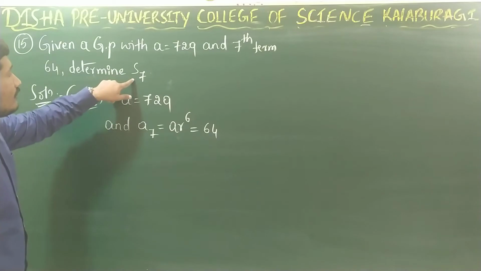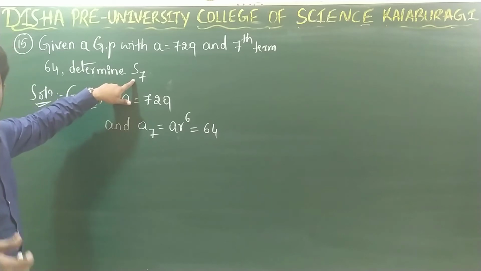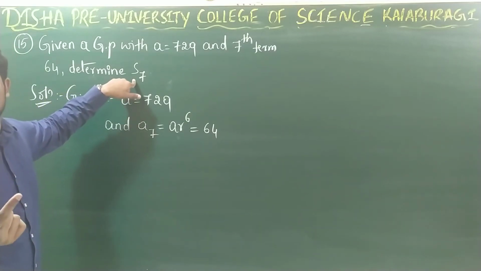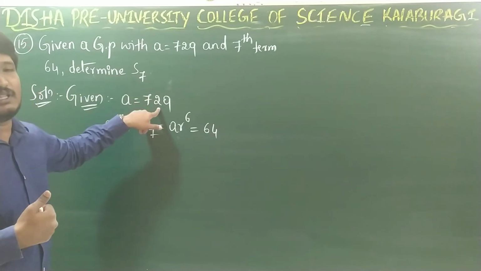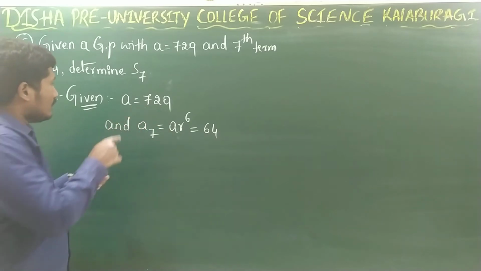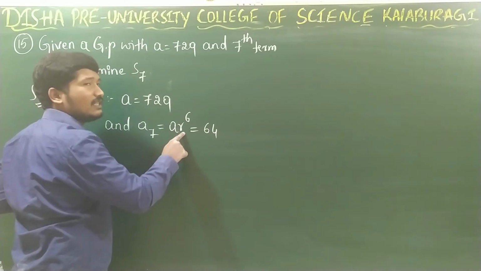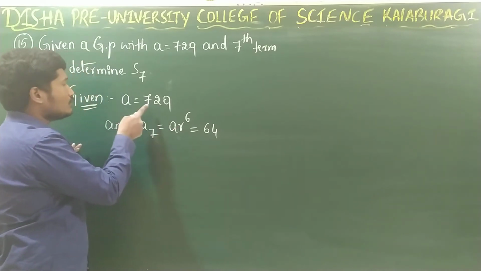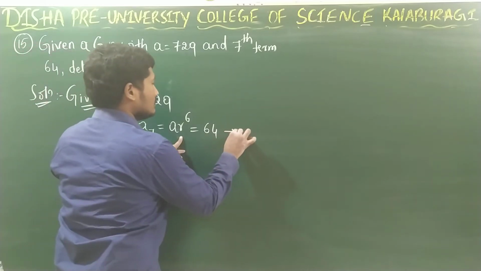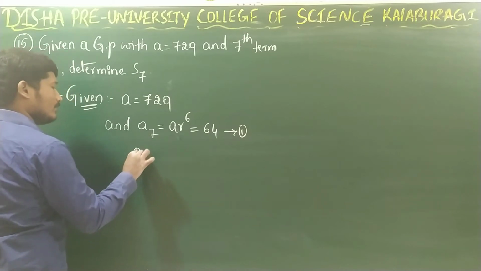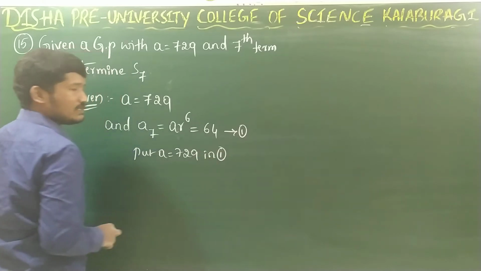Now, what we have to calculate? We have to calculate the value for S7, right? That is, we need to know the value for A as well as the value for the common ratio. We are already given the value for A. Now, can I substitute the value of A in this equation and calculate the value for common ratio? Right? So let us take the value for A is equal to 729 in this equation. Let this be equation 1. Now, put A is equal to 729 in equation 1. Let us see what we will get.